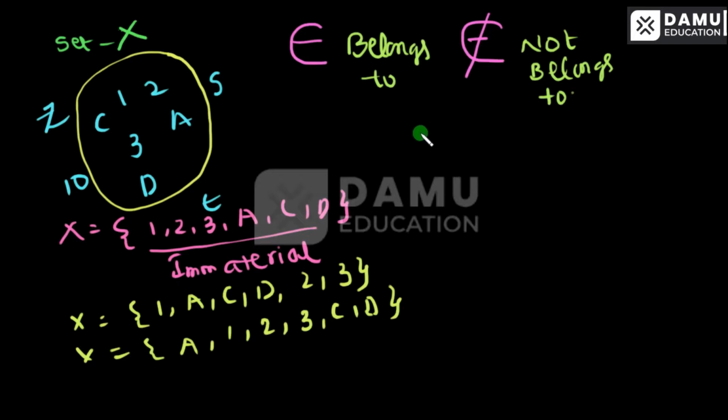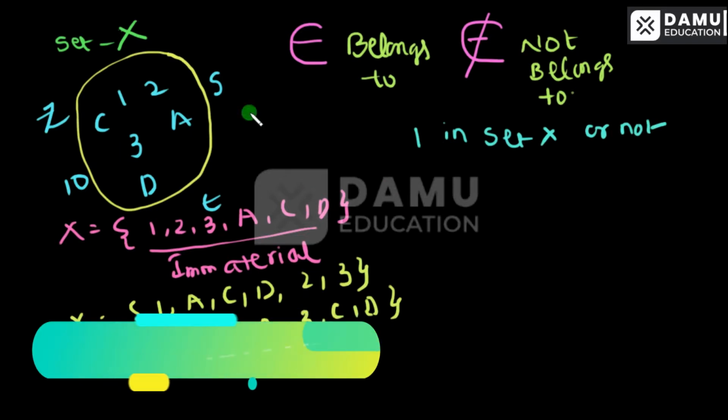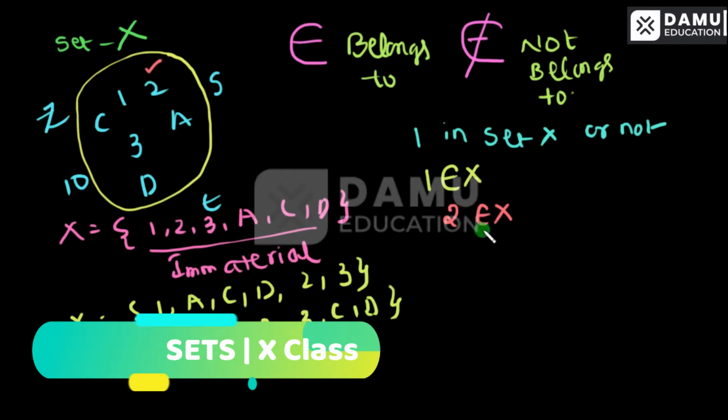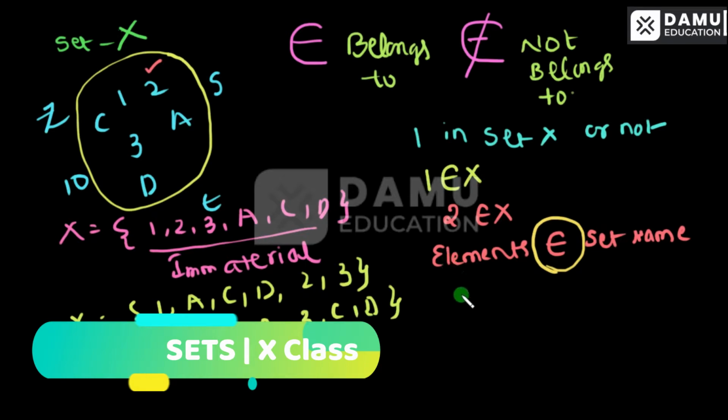Now I want to say whether 1 is in set X or not. Yes, 1 is there in set X. For that you write 1 belongs to set X. Is 2 there or not? So 2 belongs to set X. Why? Because 2 is there in the set X. To write belongs to X, first write the element, then write belongs to, then write the set name. So belongs to shows that the element is there in the set.